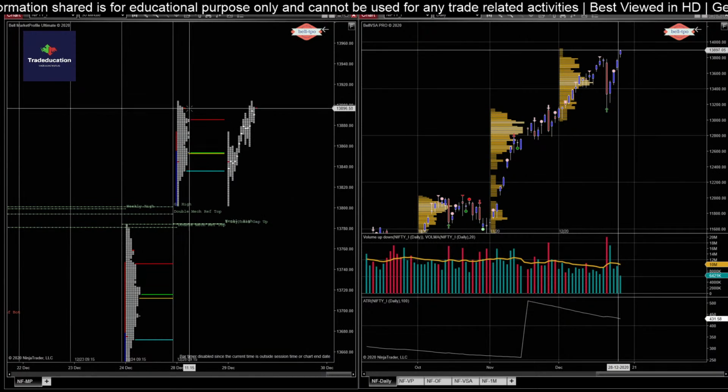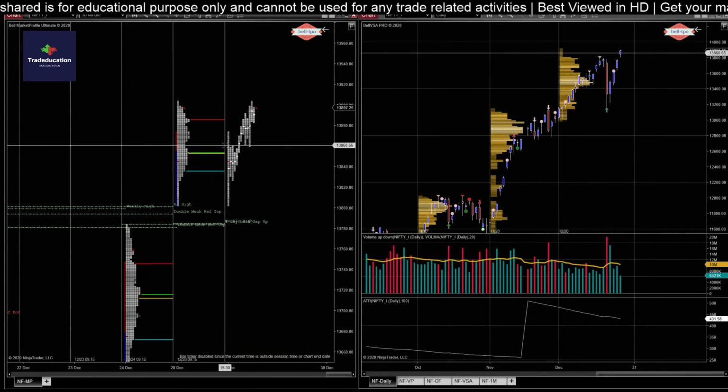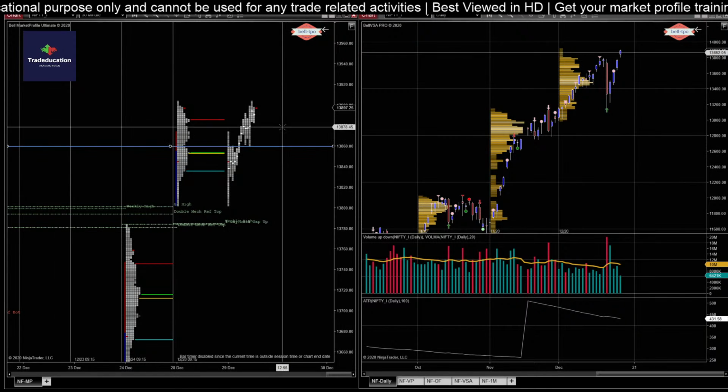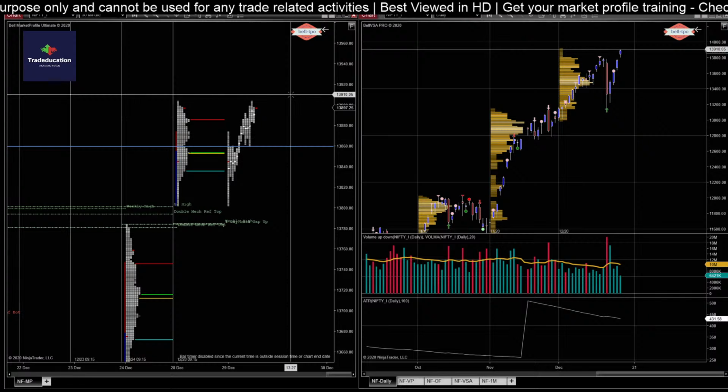But overall, we have a sort of a double distribution. This is the level I'll be looking at as a reference. This is a pullback. So let's see which way the auction develops.